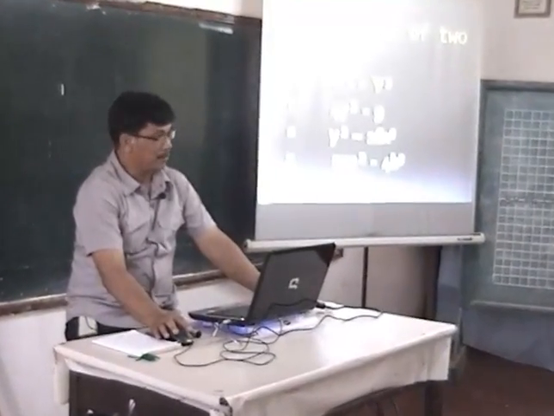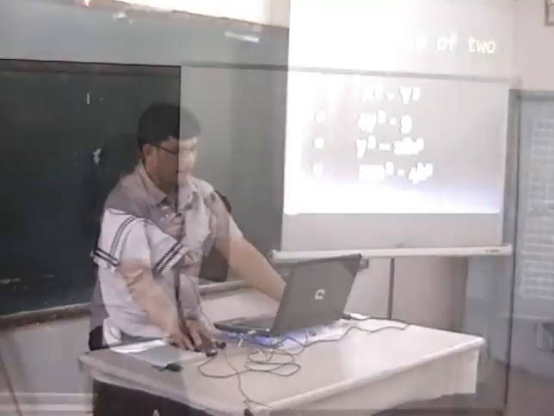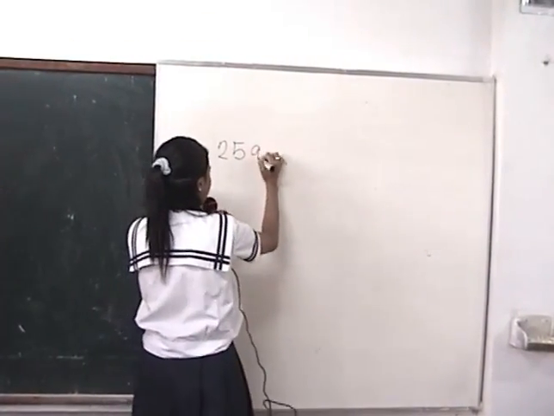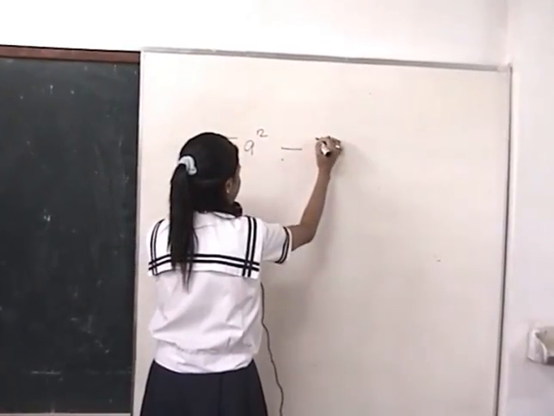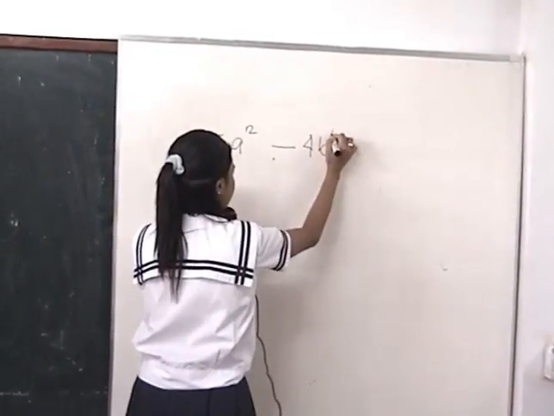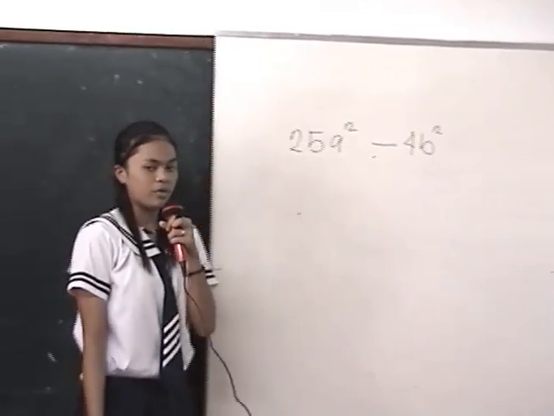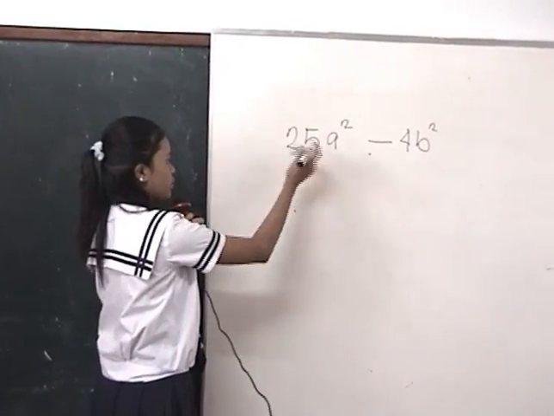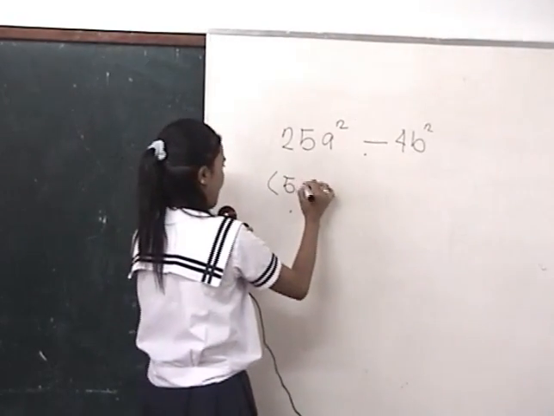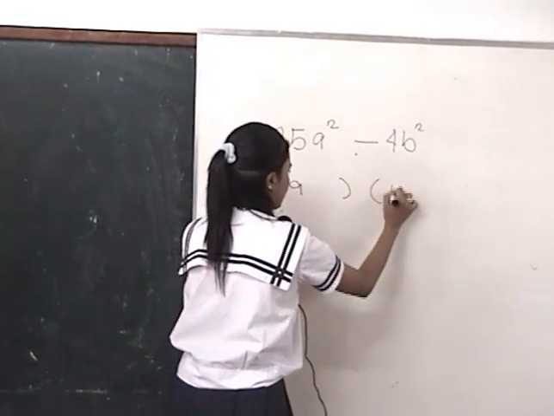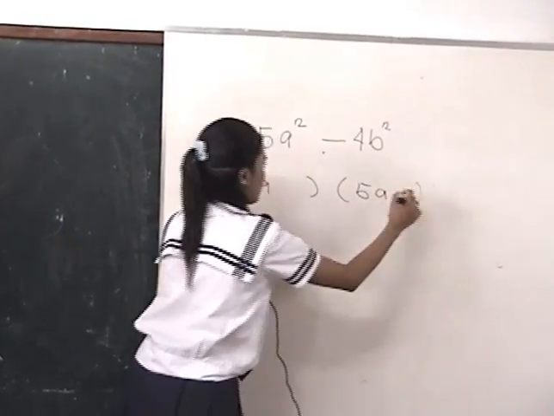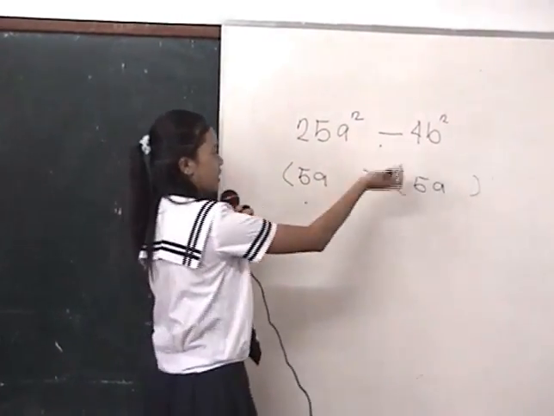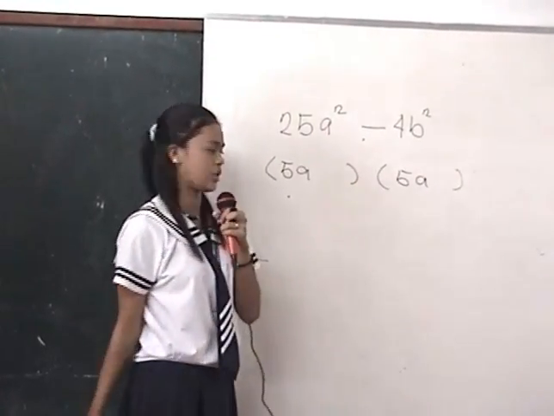So, the next one: 25a squared minus 4b squared. Miss Indianella. First, we need to find the square root of 25a squared, which is equal to 5a. Then, we need to find the square root of the last term, 4b squared, which is equal to 2b.